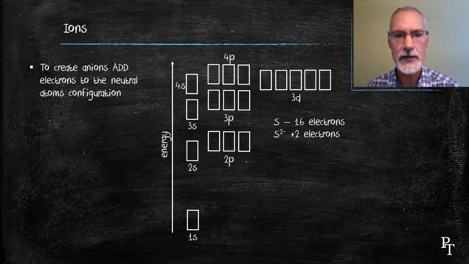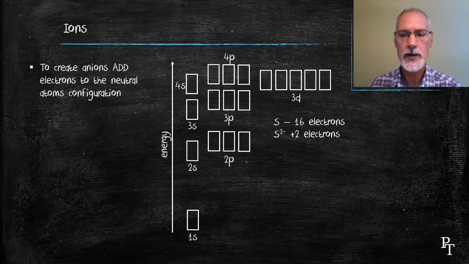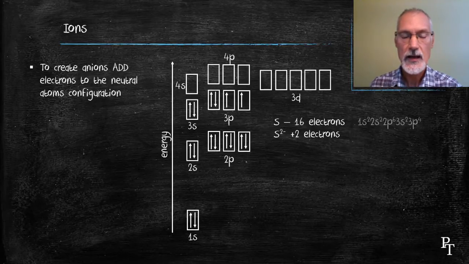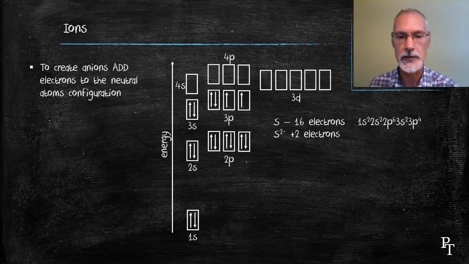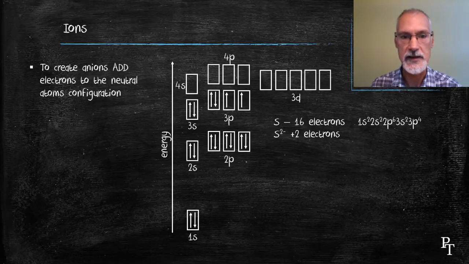For my example, I'll take a look at sulfur. Sulfur normally possesses 16 electrons. For the ion, I'm going to take a look at sulfur with a 2- charge, where it has 2 additional electrons. Let's begin with sulfur in its neutral state. A sulfur atom possesses 16 electrons, and beginning at the lowest energy level and moving up, this would be its particular electron configuration, finishing with a second electron being placed in the first p orbital.